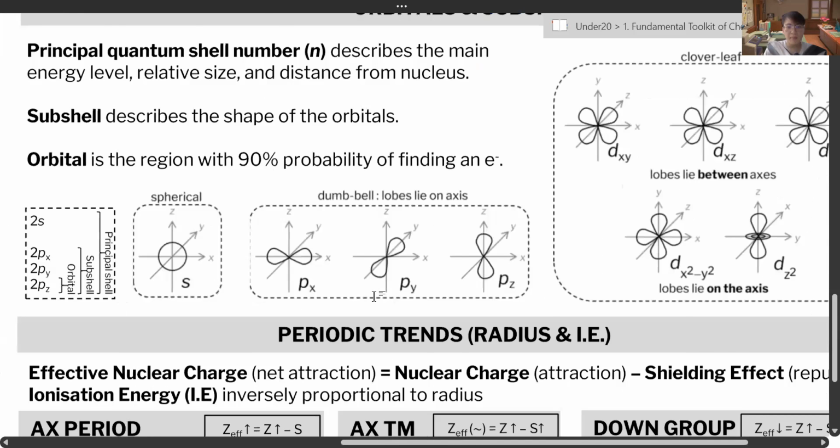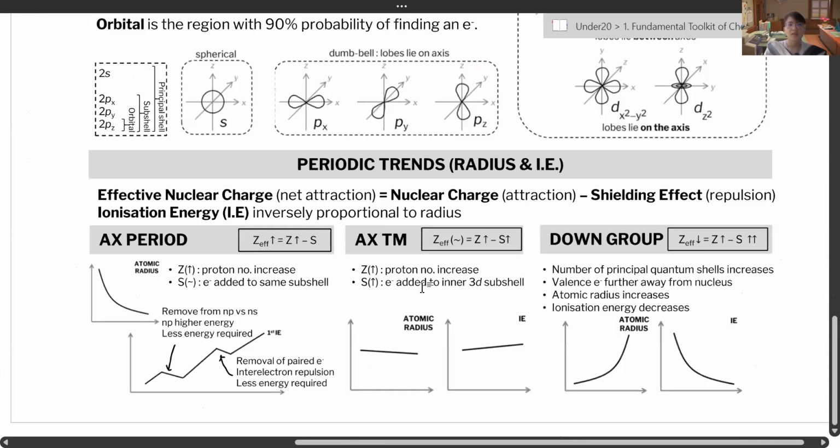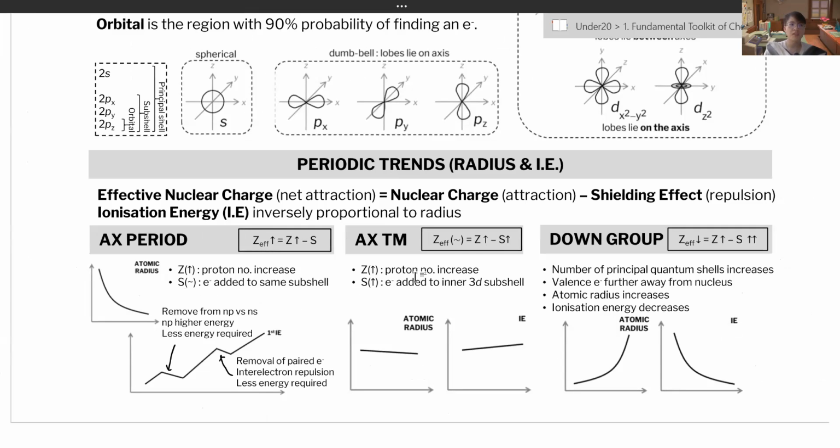Next, we look at the main bulk of this topic, which is periodic trends. The two main concepts you need to know are nuclear charge and shielding effect. Nuclear charge relates to the attractive force of the positively charged nucleus for the valence electron. This is an attractive force, and it depends on the number of protons the atom has, because a larger number of protons means more positively charged, so a stronger attractive force.